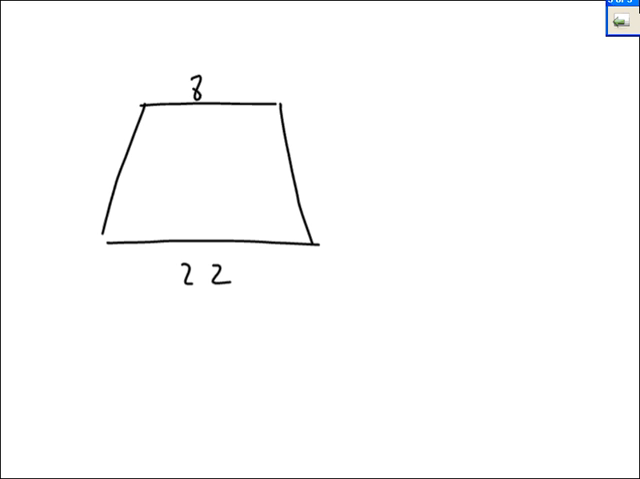Okay. Suppose we don't want to know the area. Suppose the area is given, but the height's not given. And in this last problem, the height wasn't given, but we were able to find it due to symmetry. But in this problem, no symmetry. 22 and 8. There's no real symmetry. But I tell you that the area is 135. Now we know the area is B1 plus B2 over 2 times H.